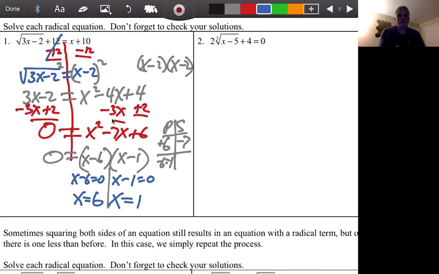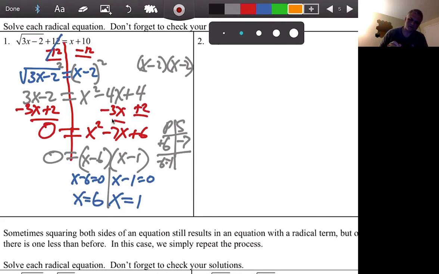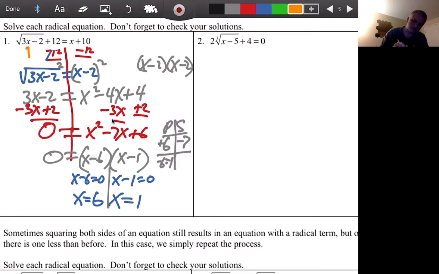Okay. Try them. x = 6. Let's go right back to the beginning here. Let's put our 6 in for x. 3 times 6 is 18, minus 2 is 16. Square root of 16 is 4. 4 plus 12 is 16. Okay. On this side, 6 plus 10 is 16. x equals 6 gives me a true statement. x equals 6 is a good solution.